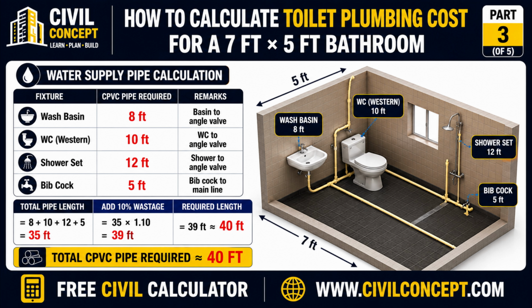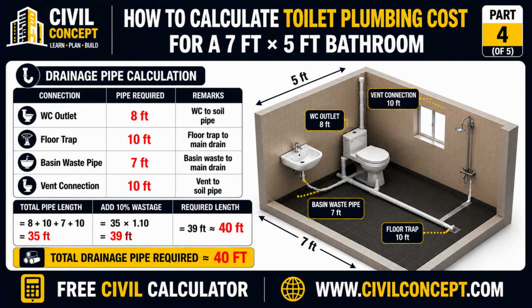To avoid material shortage during installation, we add 10% wastage. So, 35 times 1.10 equals 38.5 feet, which is approximately 39 feet. For practical site work, we round it off to 40 feet. Therefore, total CPVC pipe required equals approximately 40 feet.